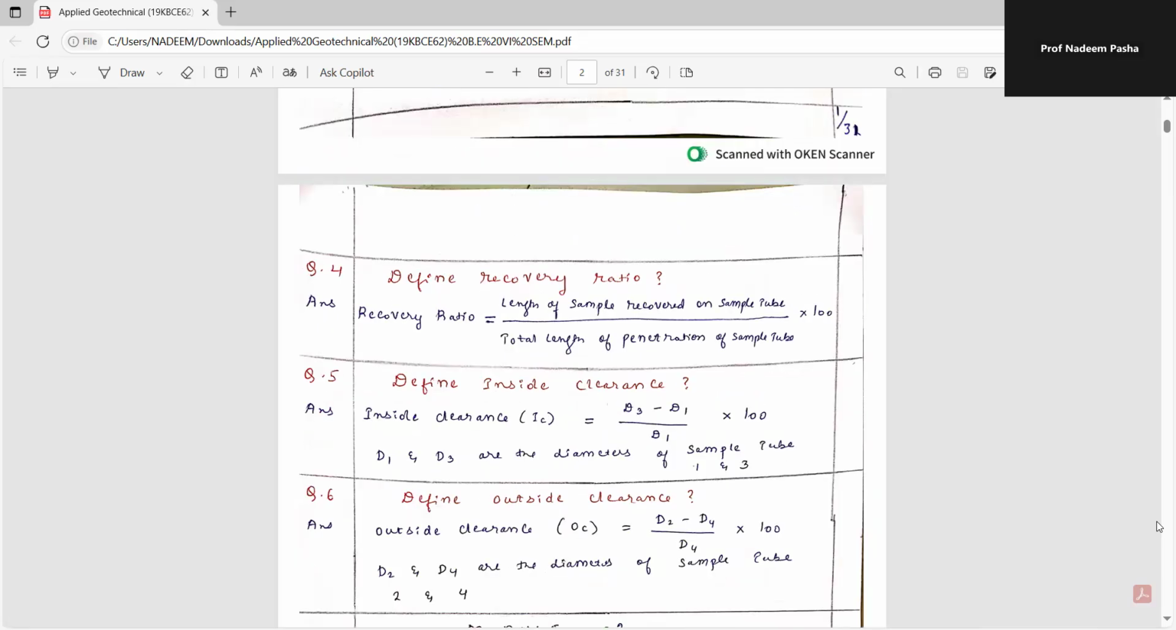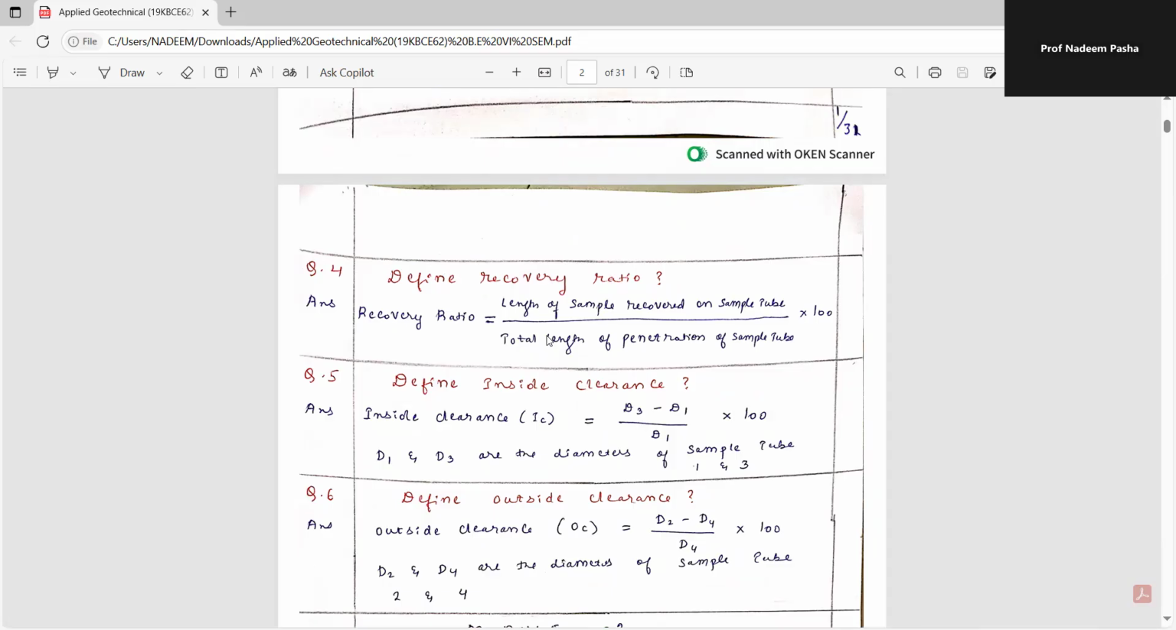What is recovery ratio? Recovery ratio is the ratio of the length of sample recovered in the sample tube to the total length of penetration of the sample tube, into 100.